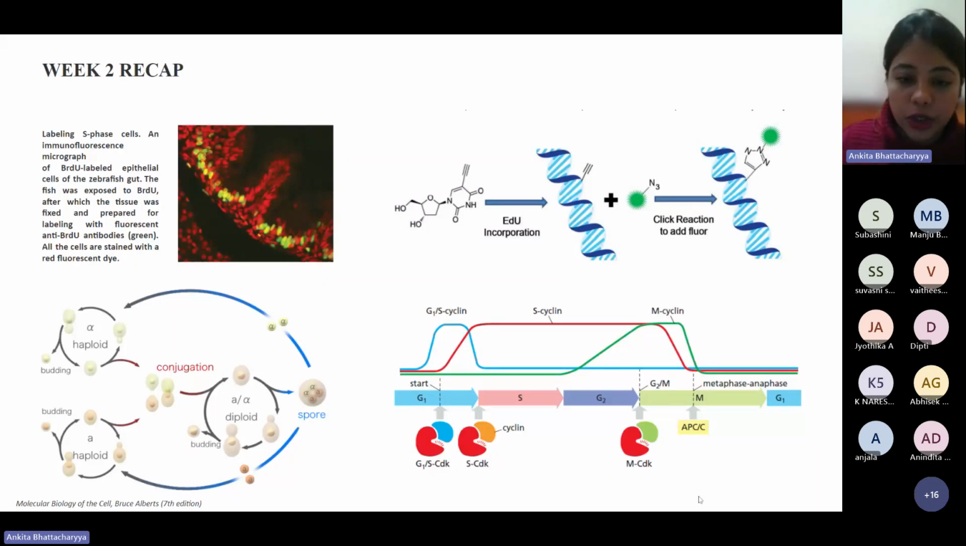Apart from that, there is often an overlap in the expression of these different proteins. For smoothness of understanding, the first graph, where you see different curves, is for expression of cyclins. The second, the arrow, is a representation of which phase the cell is currently in. And the third part is the cyclin CDK complex which is working at that point of time.